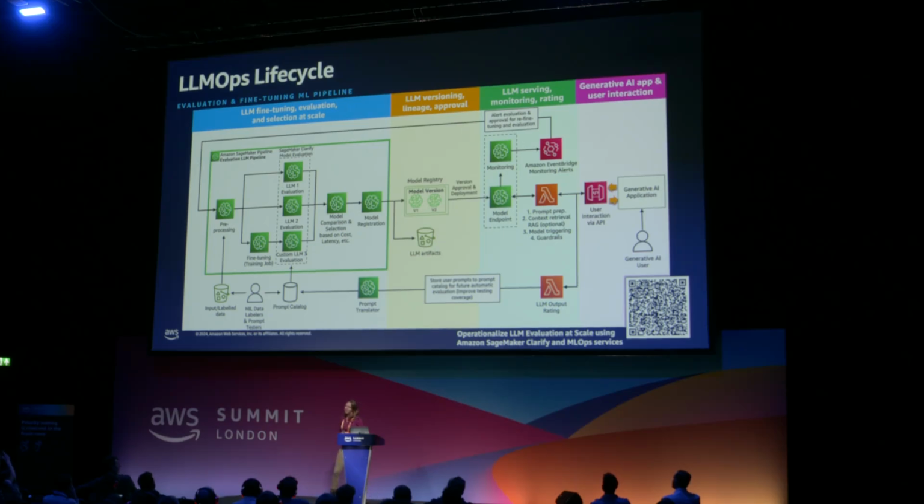The final element of the pipeline is that user can also provide ratings for LLM outputs. And these user ratings, together with the prompt, will be translated and then stored back to our prompt catalog. So we can use them for future evaluations and testing of our system. So our prompt catalog can be enhanced either from end user inputs from one side, or from our data labelers and prompt testers and engineers from the other side.